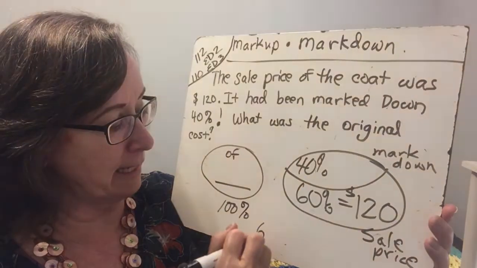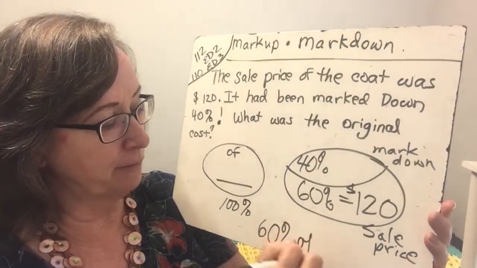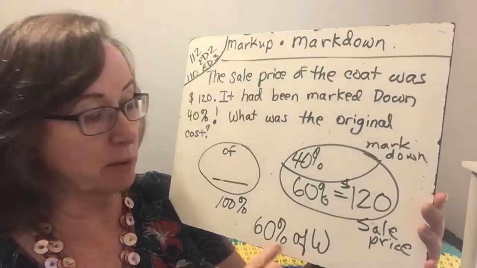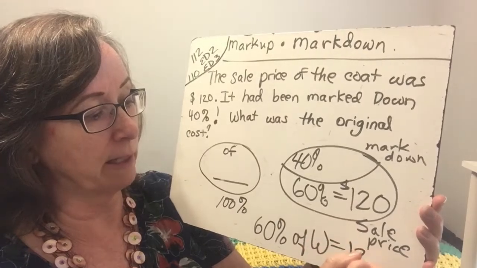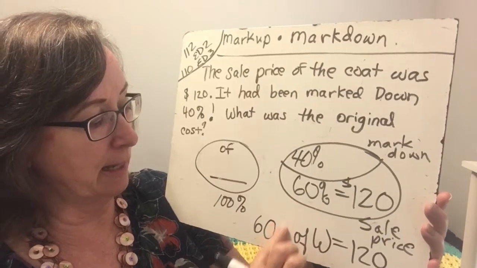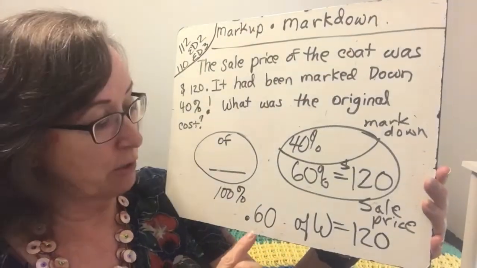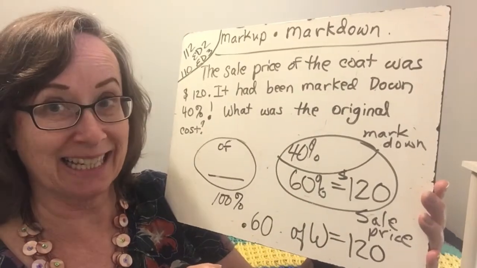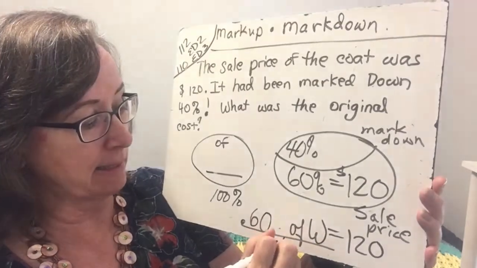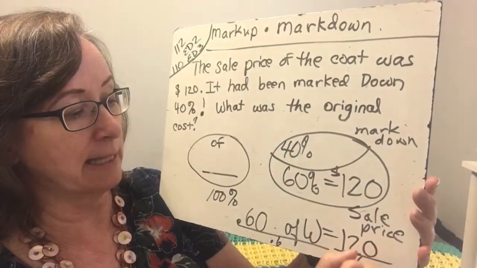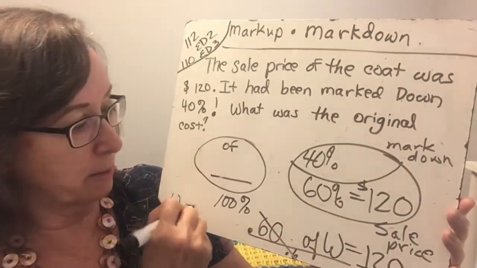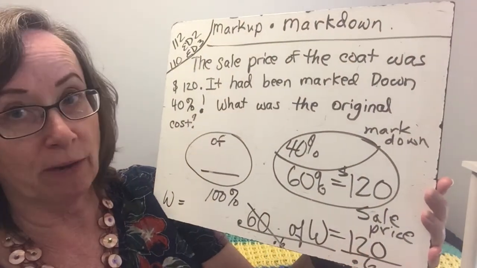So we're going to say 60% of what? The whole, right? So we'll just do W for whole. 60% of the whole is $120. Now remember the 60% is 0.60. So can't I just divide both sides by 0.60 or 0.6? So I'm going to divide the left side by 0.6 and the right side by 0.6, and that's going to cancel, and I'm going to be left with the whole equals 120 divided by 0.6.